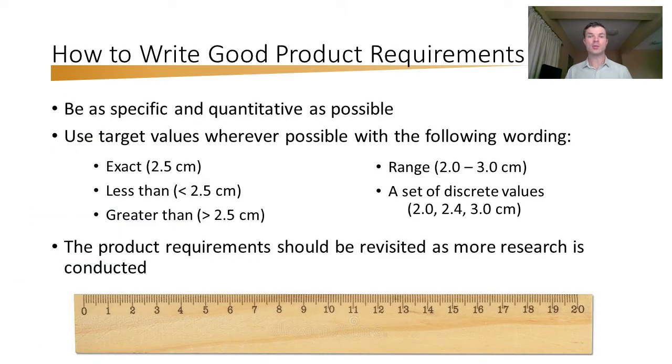When you're writing good product requirements, you'll want to be as specific and quantitative as possible. This will allow you to test whether or not you've achieved your specific product requirement. For example, you want to use target values wherever possible, and use wording such as exact, less than, greater than. So your solution, if it's a piece of hardware, might have to be exactly 2.5 inches long or less than 2.5 centimeters wide. As you conduct more and more research, you'll be able to revisit your product requirements list and make it more and more specific and quantitative.